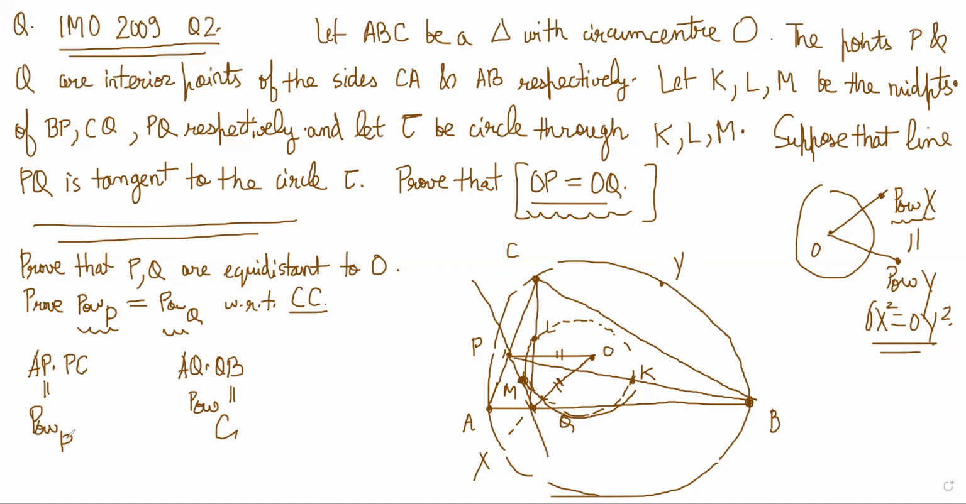So ultimately, in order to prove that OP is equal to OQ, you have to prove just AP into PC is equal to AQ into QB, right? Because that will mean the power of the point is equal, and that will mean they are equidistant, right? So great. Instead of trying to prove this, we'll try to prove that AP into PC is equal to AQ into QB, right?